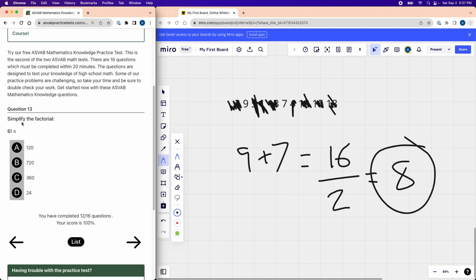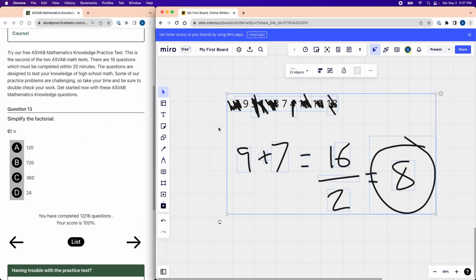Simplify that factorial. 6 factorial equals... Press pause and try it on your own.